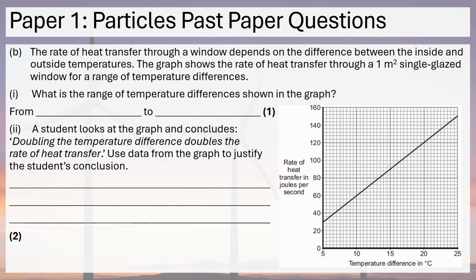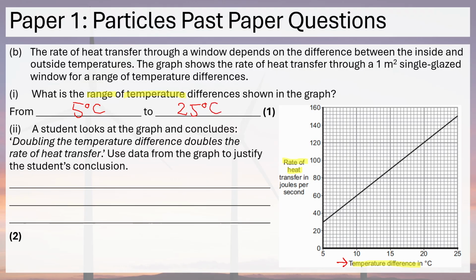Part B, we've got a graph here showing the rate of heat transfer through a window and how it depends on the difference between the inside and outside temperatures. So we've got rate of heat transfer here, and we've got temperature difference down here. First thing we're asked then is what is the range? So we just need to state the range of temperatures. Now again, it sounds a bit daft, but sometimes people put the wrong number. So we're looking at the temperature, not the rate of heat transfer. So that means we're going from 5 degrees Celsius to 25 degrees Celsius.